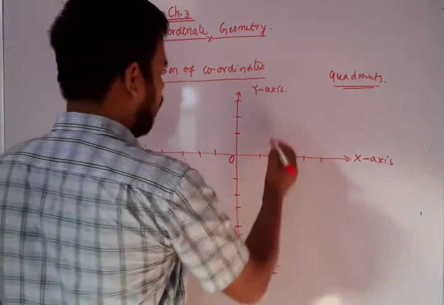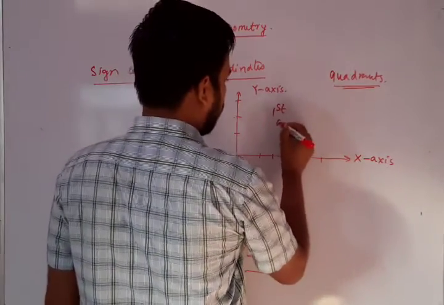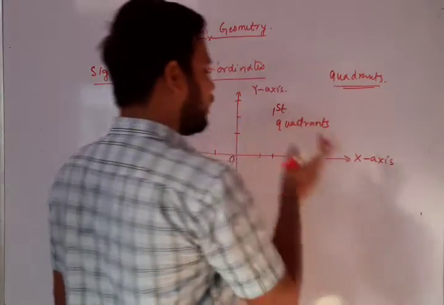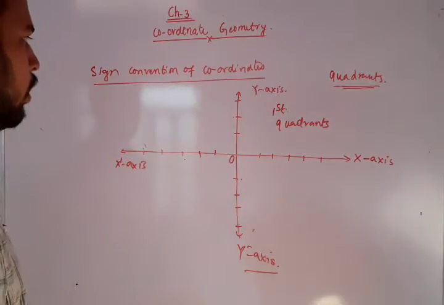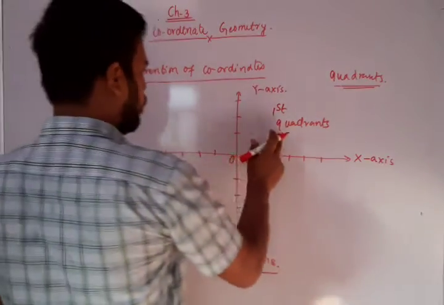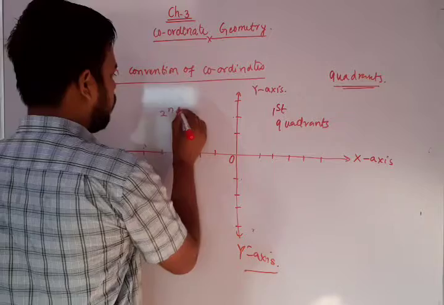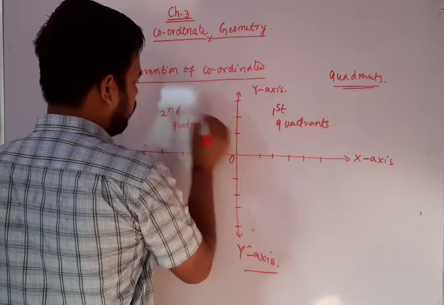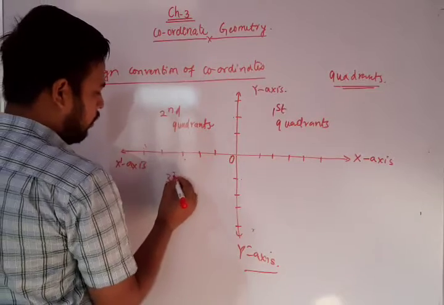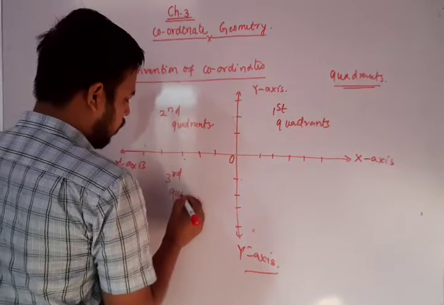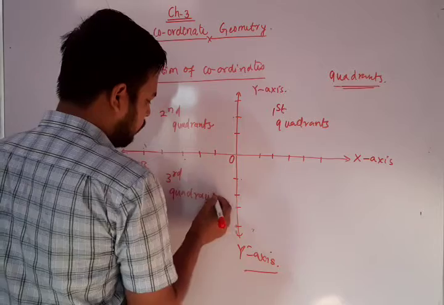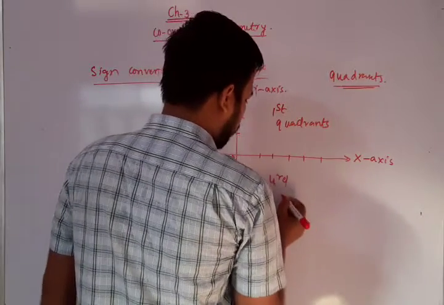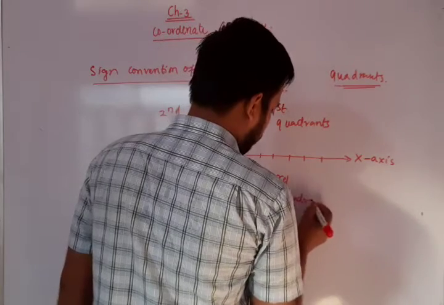So this will be the first quadrant, and we have to move anti-clockwise, not clockwise. This is the first quadrant. This will be the second quadrant. This will be the third quadrant, and this will be the fourth quadrant.